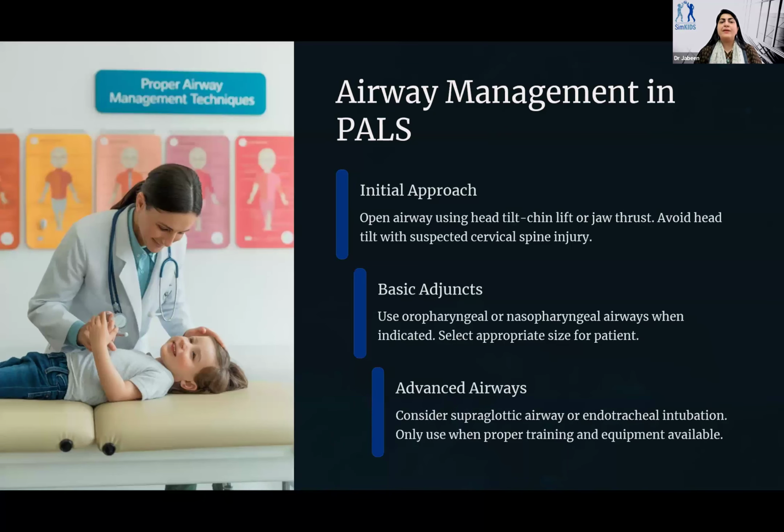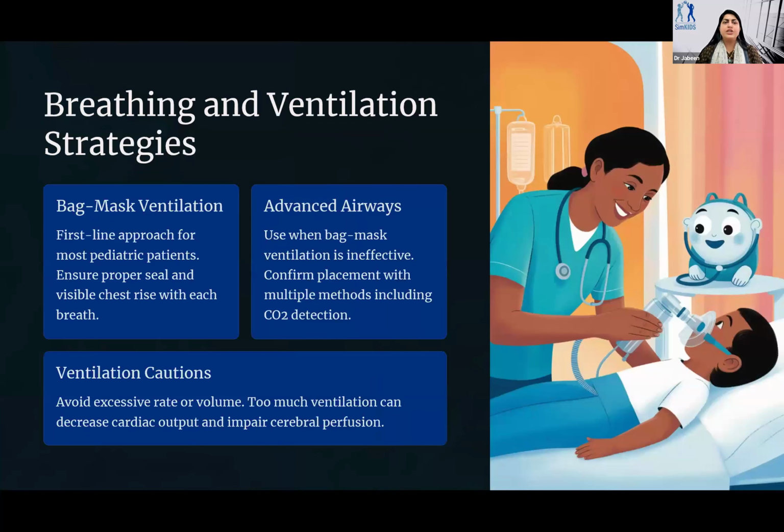Then to open the airway, head tilt, chin lift, if there is no trauma. If trauma, then jaw thrust. Basic life support adjuncts, that is oropharyngeal and nasopharyngeal, and then proceed to advanced airway support. Bag mask ventilation is always the first line approach for most pediatric patients. Ensure proper seal and visible chest rise with each breath.